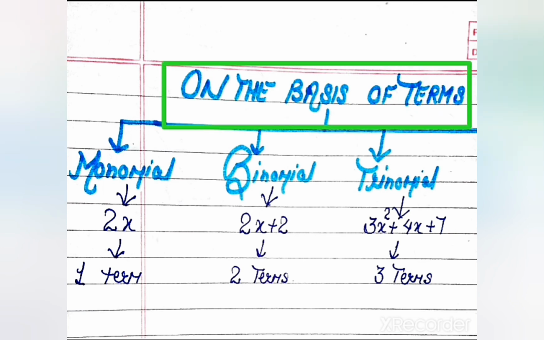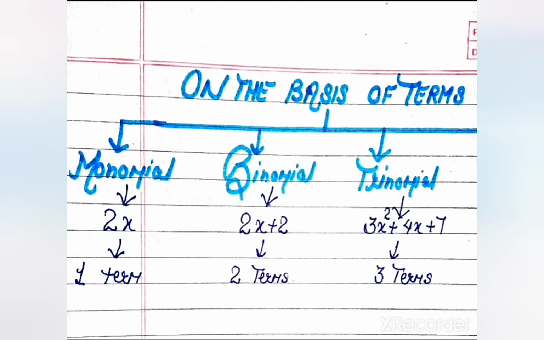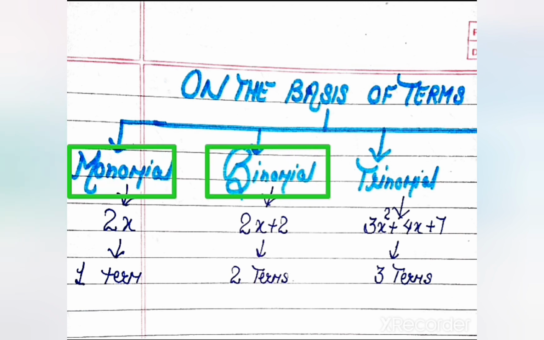Now, on the basis of the number of terms, majorly we can classify polynomials into three categories. One is the monomial, second is the binomial, third is the trinomial. As you know, mono stands for one term, binomial stands for two terms, and trinomial stands for three terms.